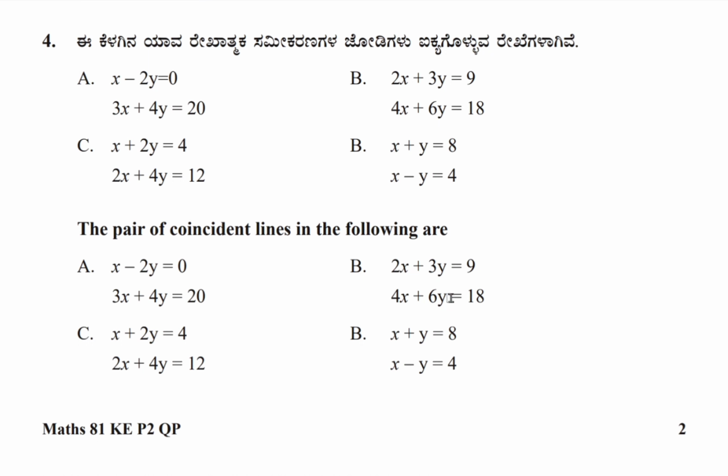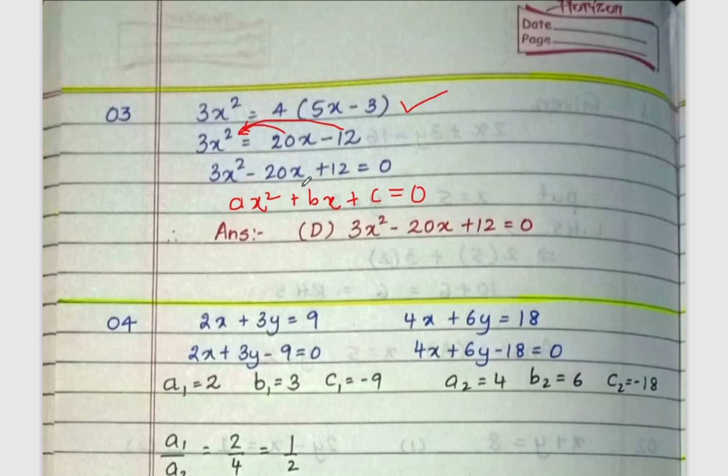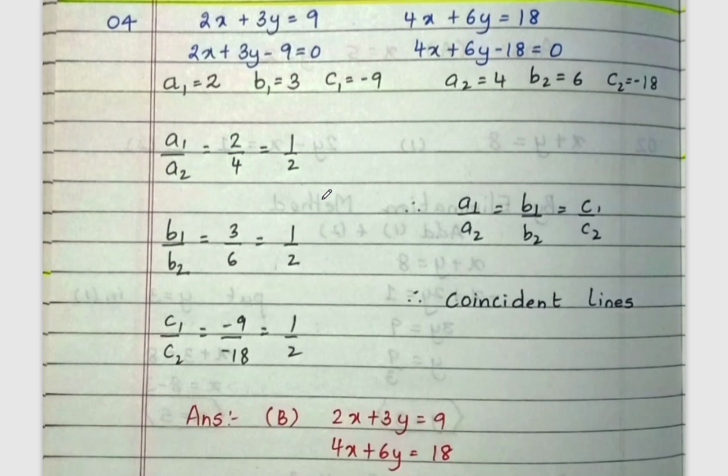Question number 4. The pair of coincident lines in the following are. Students, in the following 4 options, we should check for the lines which are coincident. First step, write the equations in standard form. After writing the linear equations in standard form, find out the coefficients a1, b1, c1, a2, b2 and c2.